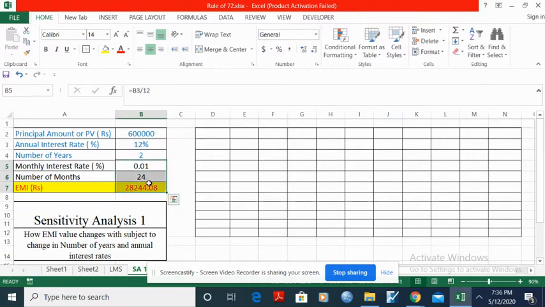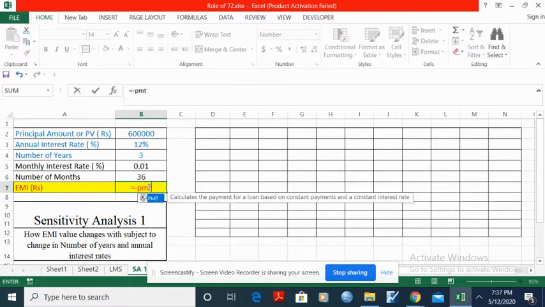So once again, I will explain how to calculate the EMI value for a 6 lakh rupees loan amount at a 12 percent annual interest rate for a period of, say, 3 years. So how do we calculate EMI? The monthly interest rate equals the yearly interest rate divided by 12. Then convert the number of years into number of months, times 12. So calculate equal to minus PMT.